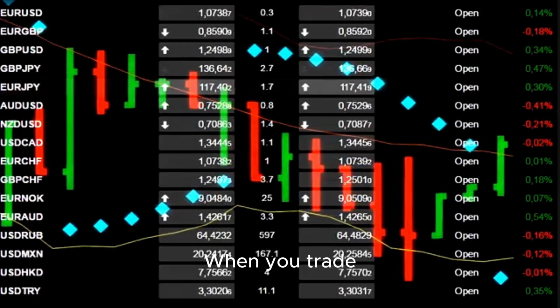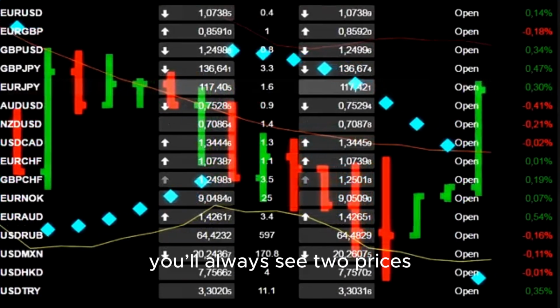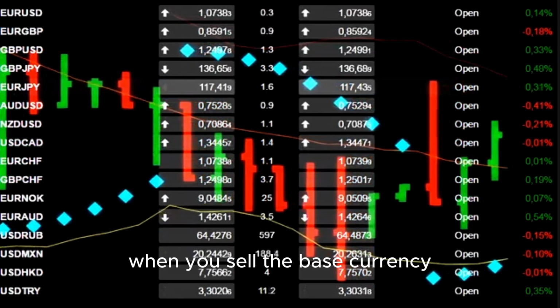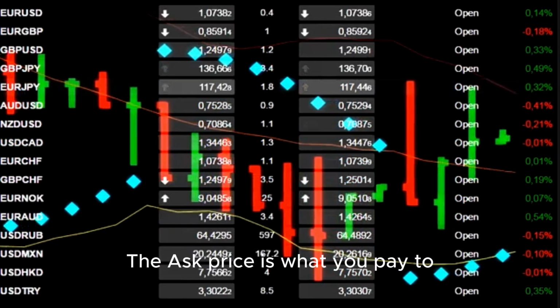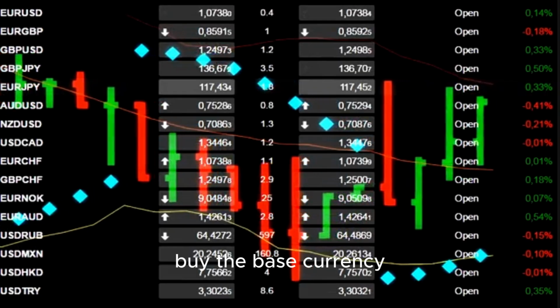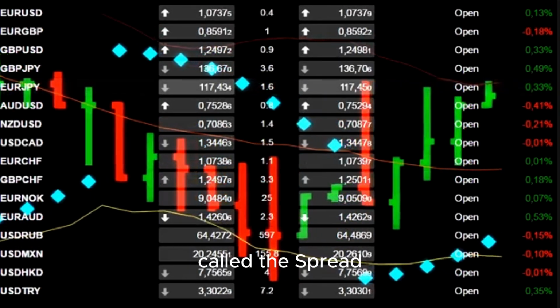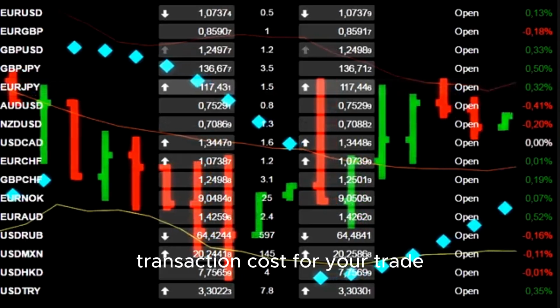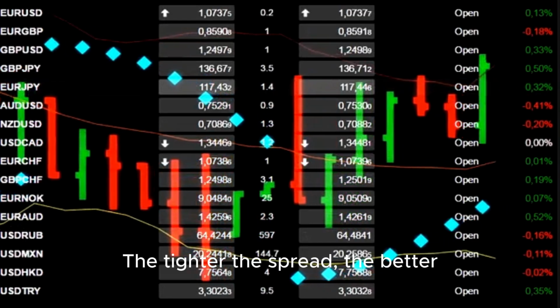When you trade, you'll always see two prices, the bid and the ask. The bid price is what you get when you sell the base currency. The ask price is what you pay to buy the base currency. The difference between these two is called the spread. Think of the spread as the transaction cost for your trade. The tighter the spread, the better.